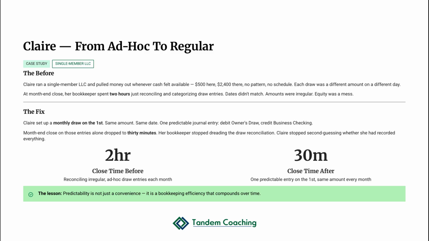Her bookkeeper spent 2 hours per monthly close just on draw entries, because every transfer had to be researched, classified, and recorded individually. She switched to a monthly draw on the first of every month. Same total compensation, predictable single entry per month. Monthly close on draw entries dropped to 30 minutes.